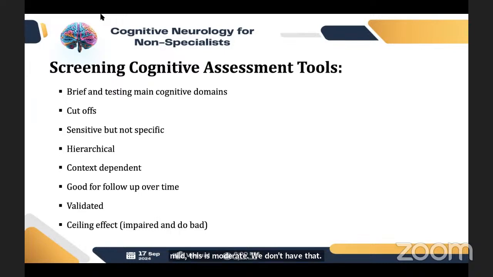Ceiling effect. So you may have people, as we mentioned, you may have 10 out of 30 and they don't have dementia, and you may have 30 out of 30 and they have dementia. If you have someone who has a very high level of premorbid intellectual level, someone who was a university professor, they may still score 30 out of 30 on MMSE or MoCA, but they might be impaired in their activities of daily living. So this is something that you need to keep in mind. Okay, so next.